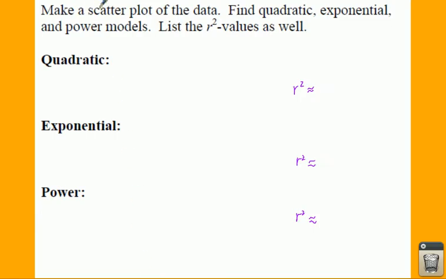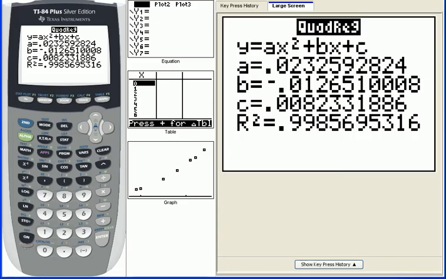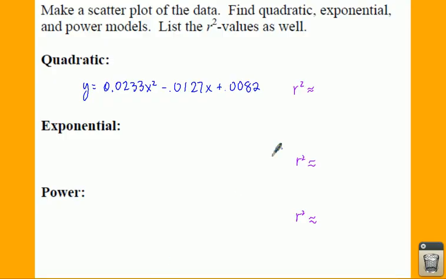So if we write these down here, we're going to say y equals 0.0233 x squared minus 0.0127x plus 0.0082. And if we write down our r-squared value, that is a 0.9986. Not too shabby. Well, it's going to be difficult to get any better than that, but we better not quit there. So let's keep moving on.